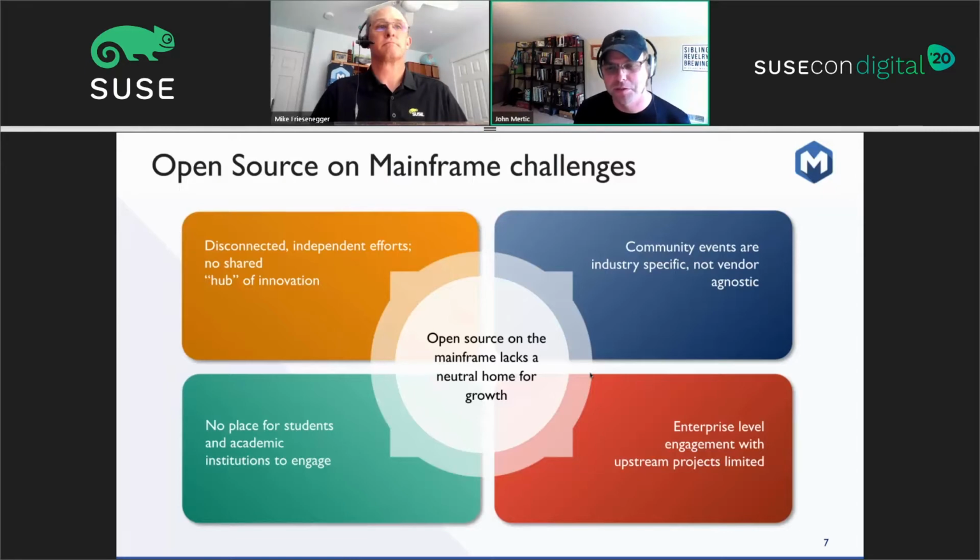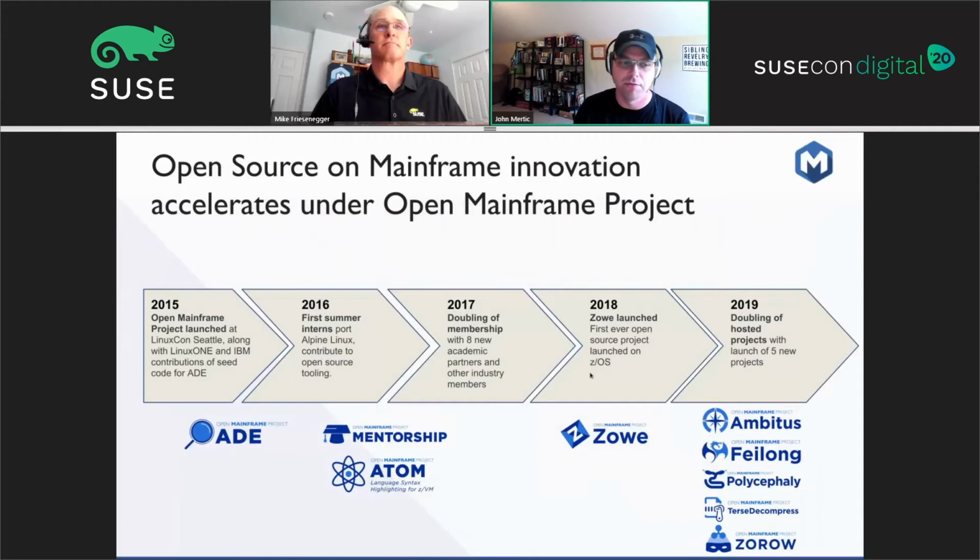Enterprises and folks in the space are really struggling with how they engage with the upstream community. They might have got the first port going, but how can they keep that sustainable? What the reality is here is you get to a point in an ecosystem's development where the next way to grow it is to bring in that neutral party, that neutral home. And back in 2015, that became the Open Mainframe Project.